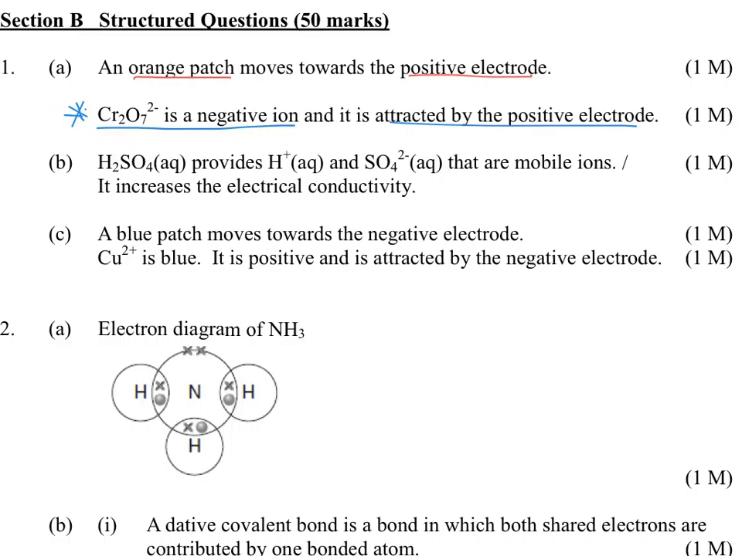And you find that the color should be dichromate only. Dichromate is orange. So as dichromate is negatively charged, it will move to the positive electrode. So you will have this kind of observation. The observation will be the orange patch moves towards the positive electrode.